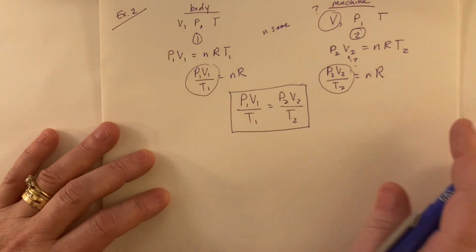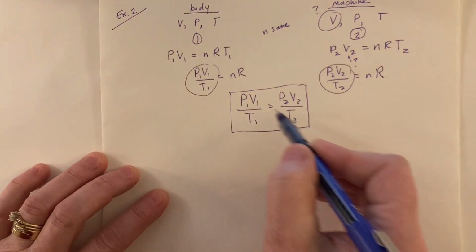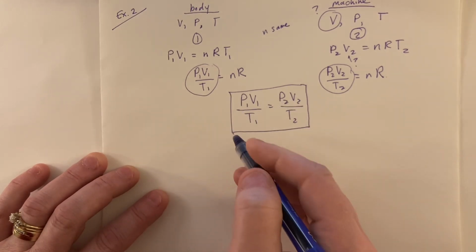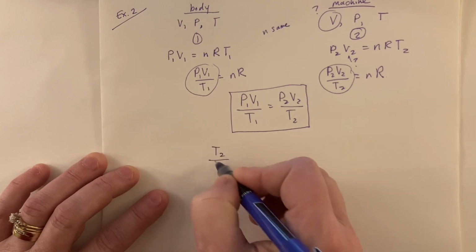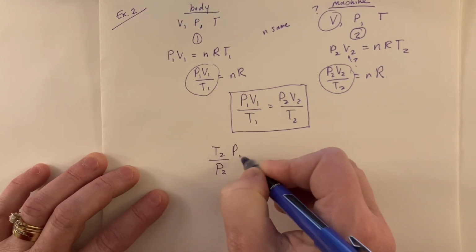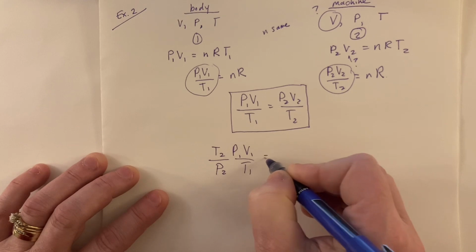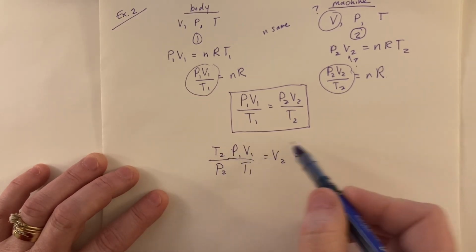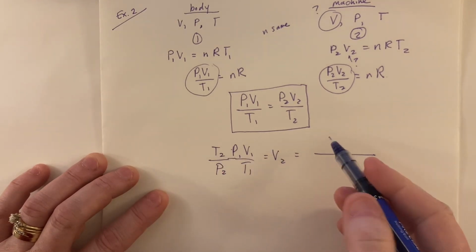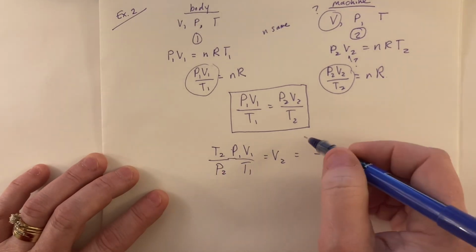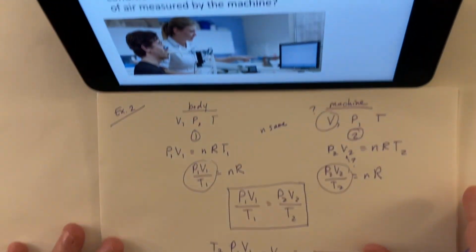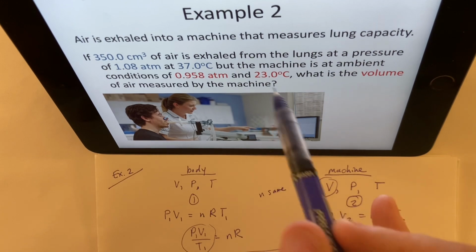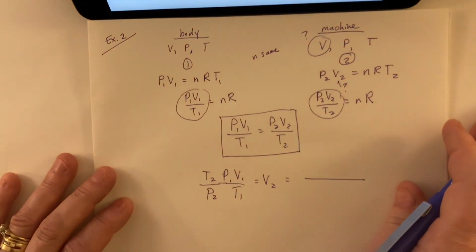So V2 is over here, so we have to get T2 to the other side and P2 to the other side. So T2 divided by P2 times P1V1 over T1 is equal to V2. Then we just have to plug in the numbers properly to get our answer. So T2, what was that? Our T2, that's at the machine, and that's the 23, but we have to put it in Kelvin.